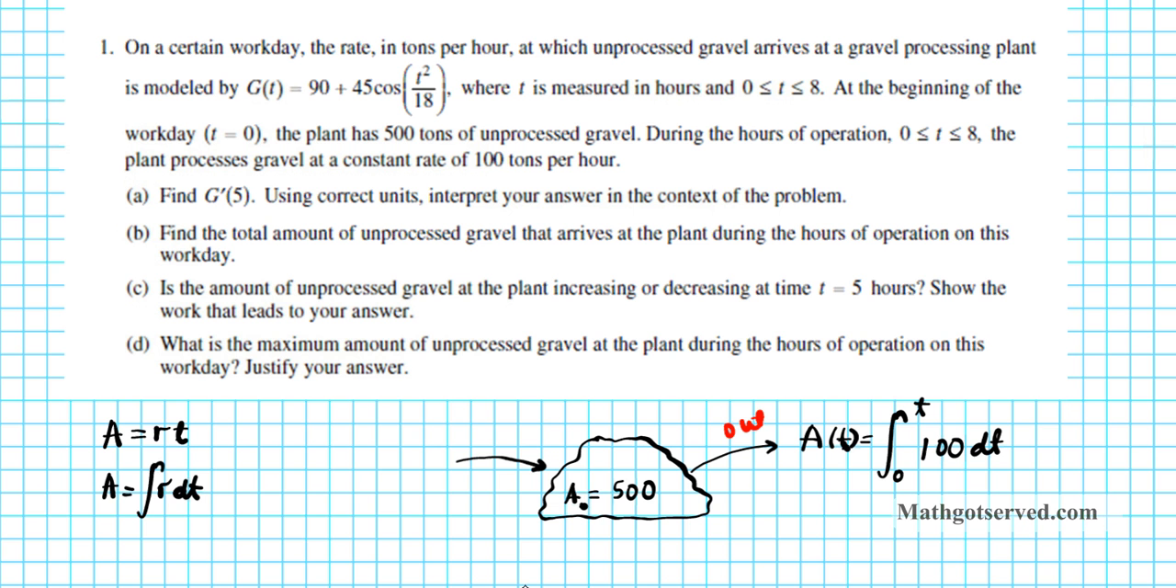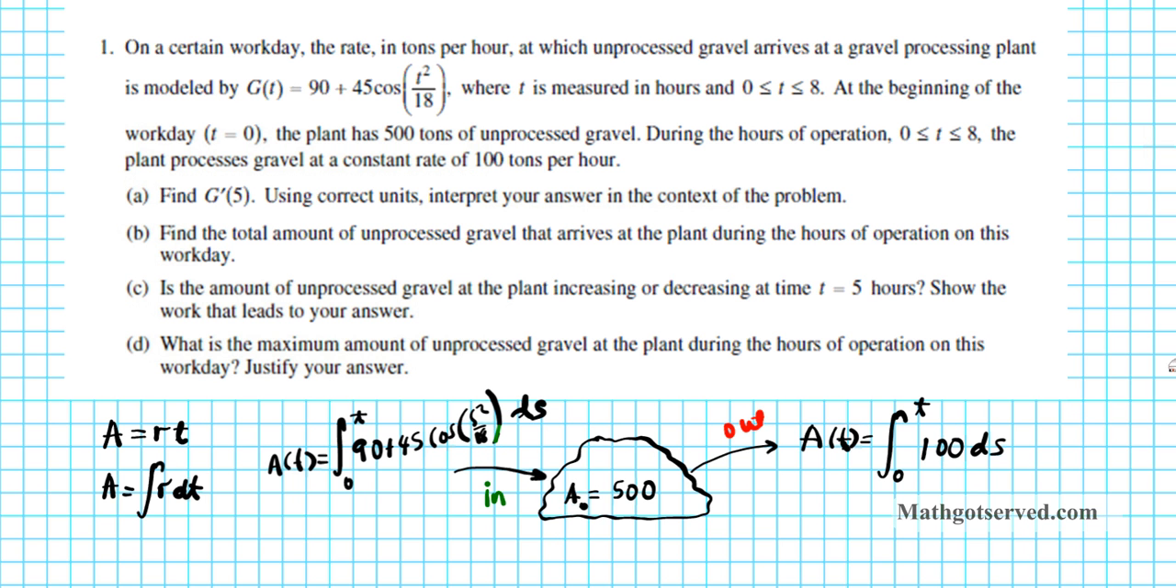It's being processed, and then the unprocessed gravel coming in is given by this variable function right here. Quick correction, this is supposed to be ds. This is ds. Different variables. So here, for the rate coming in, the amount in terms of t is going to simply be the integral from 0 to t again of this function right here, basically 90 plus 45 cosine of s squared over 18, ds. So that's the rate coming in at any point in time, and that's the rate going out at any point in time. That's just the background, the setup of what the scenario is.